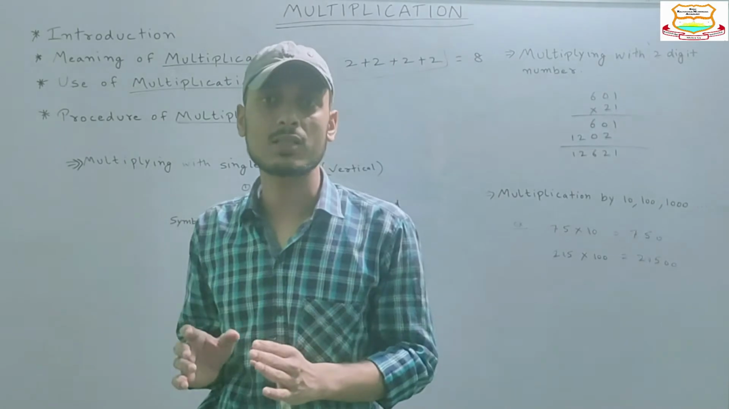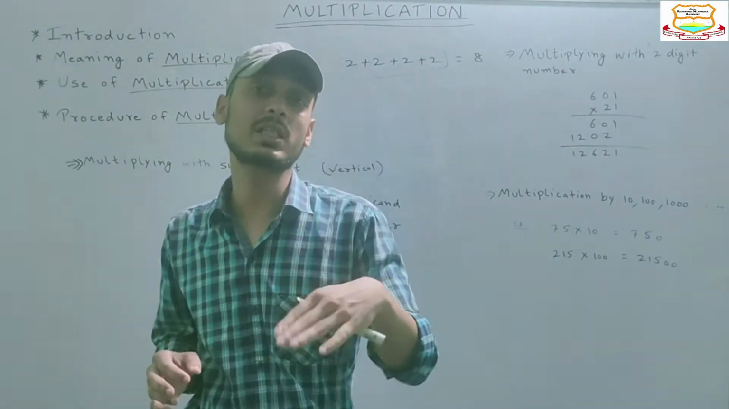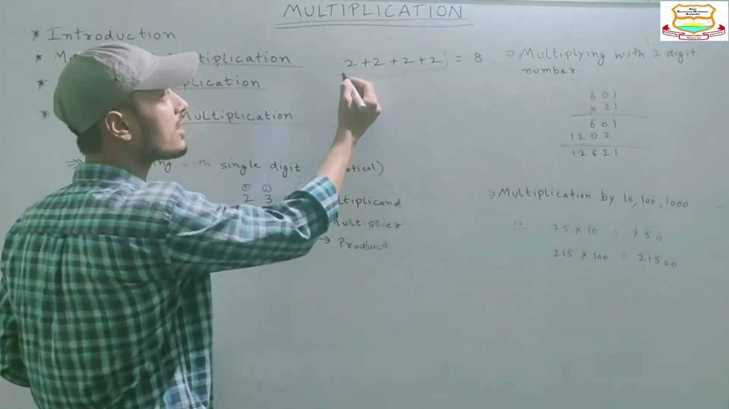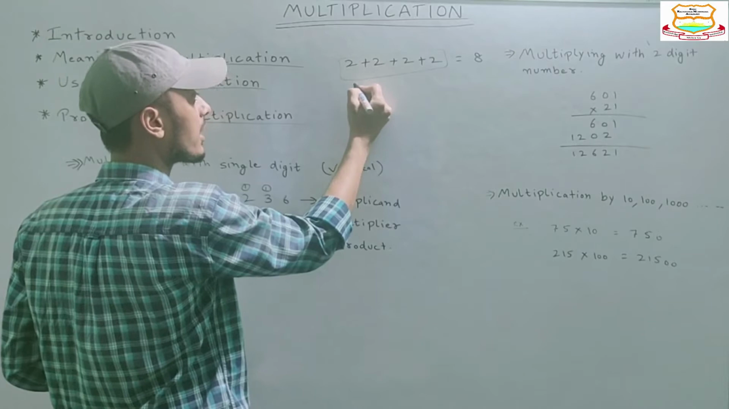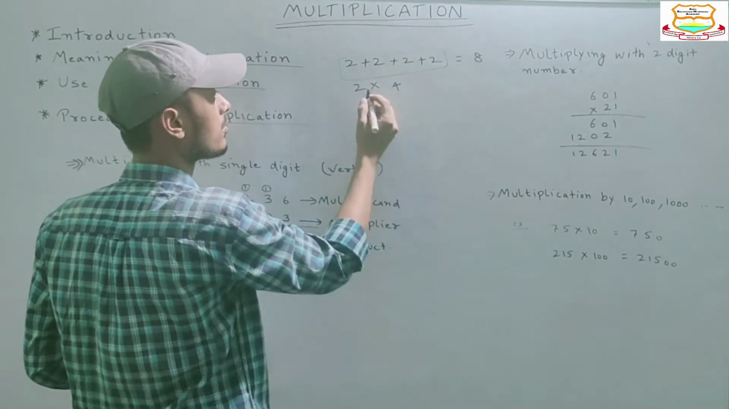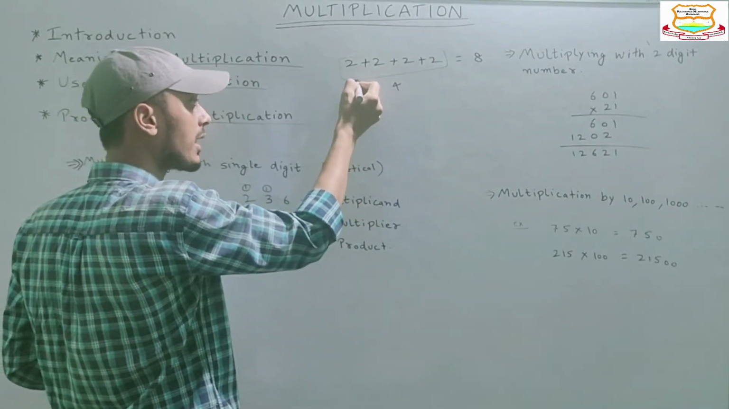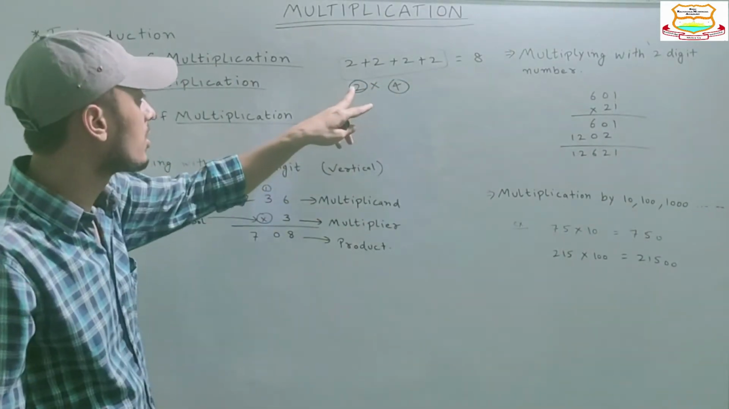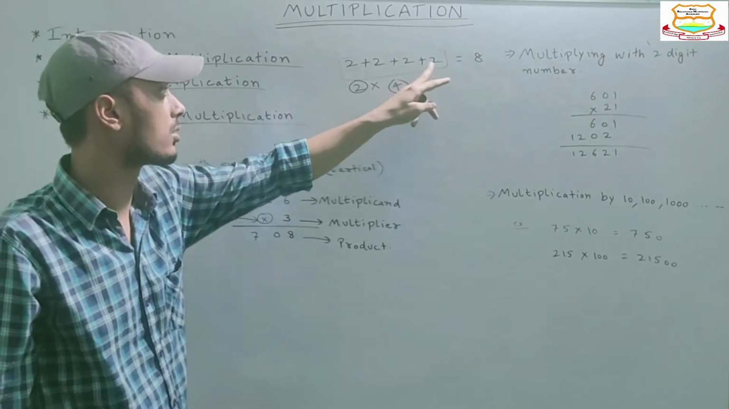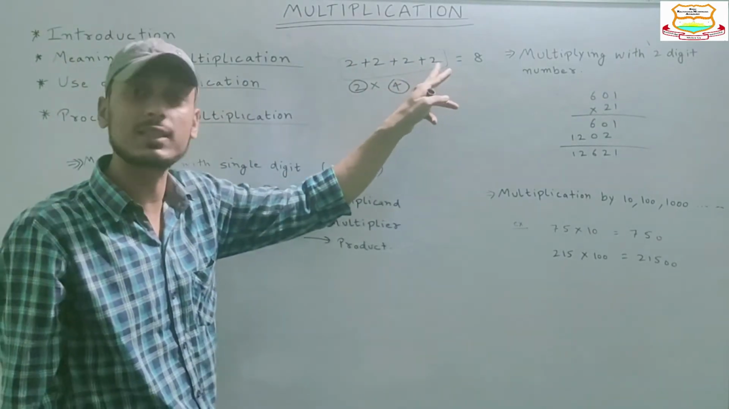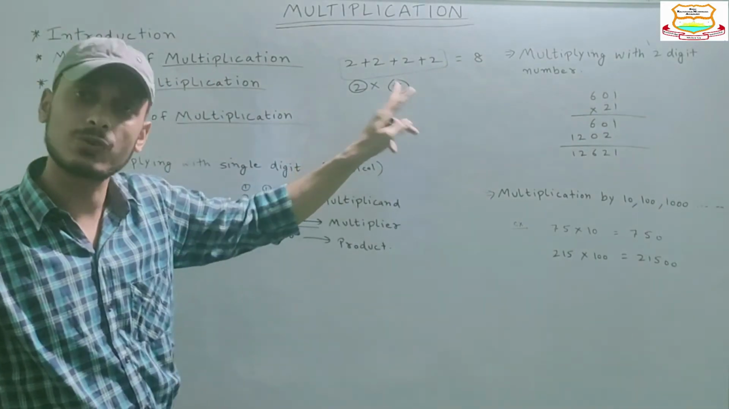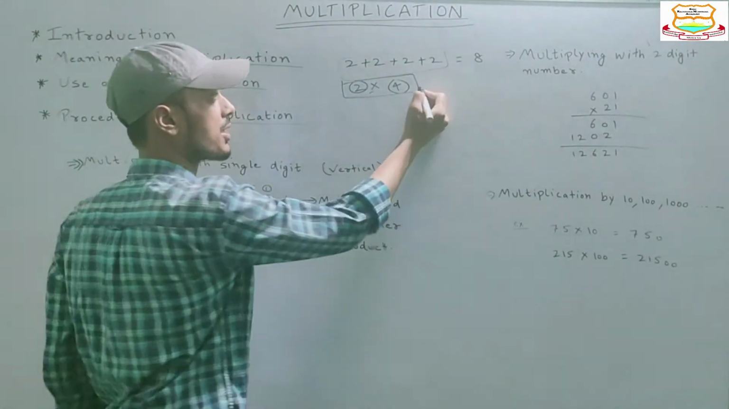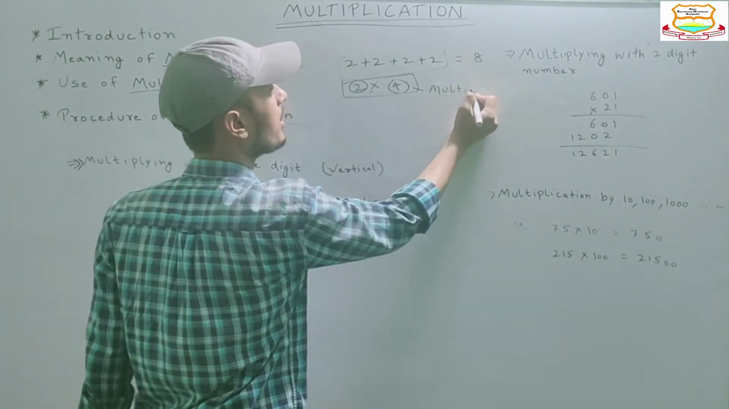Multiplication can be defined as the repeated addition. So this repeated addition, we can write 2 into 4. Means the number which is being added and how many times it is added. 2 is added here again and again, and it is added 4 times. Then we can write mathematically like this. This is called multiplication.